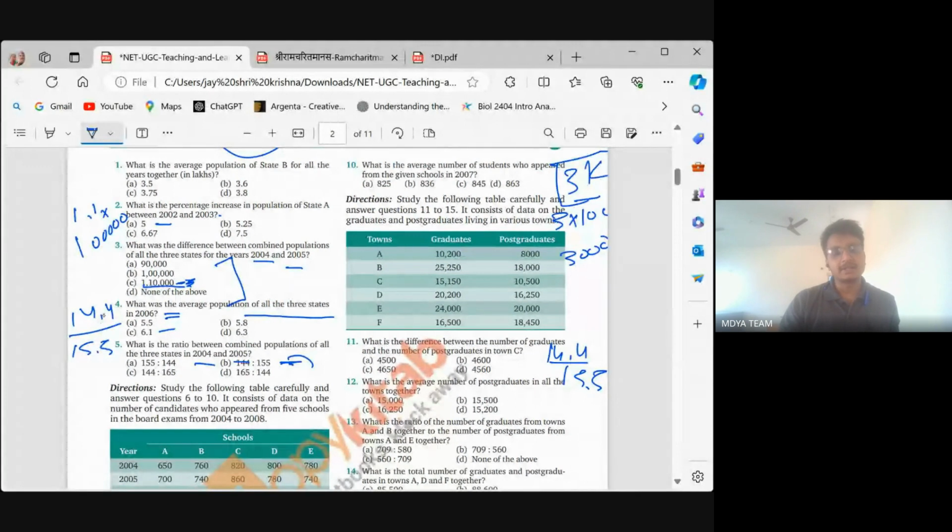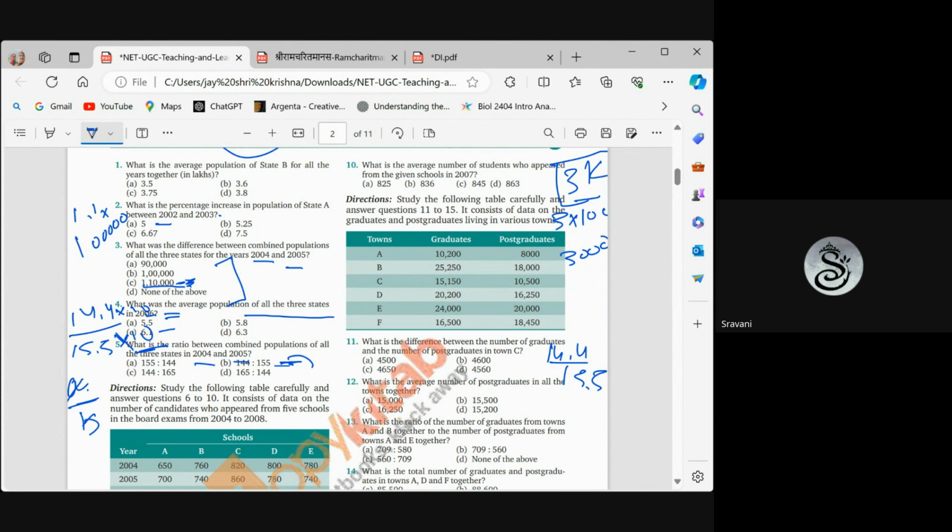So to remove the decimal, they're multiplying it by 10. If an expression is in this form, A upon B, you can divide these two numbers with the same number. If you are dividing these two numbers by 2, it will make no impact on the value. The value will be very much the same. If you are multiplying with the same number, multiplying with 10 up and down, it will again be the same number. So what they did here, 14.4 multiplied by 10, 15.5 multiplied by 10. So it is 144 ratio 155. Understood? Yes, sir. Okay.